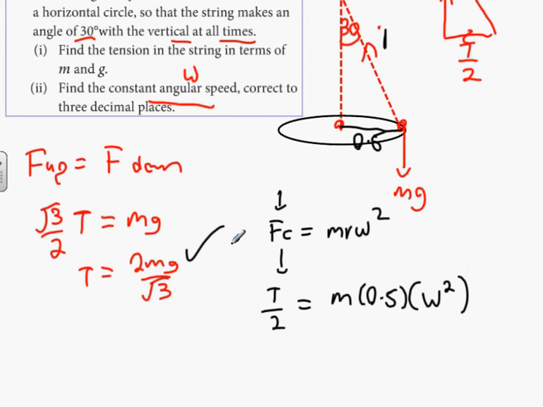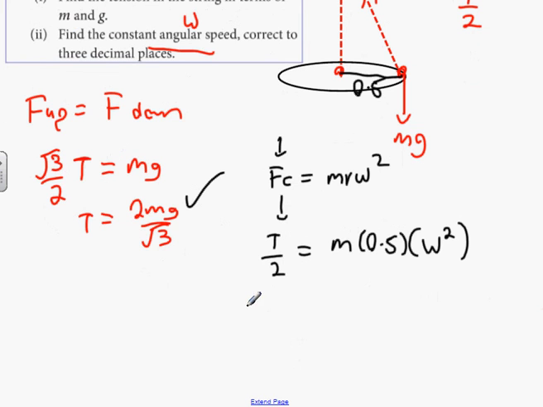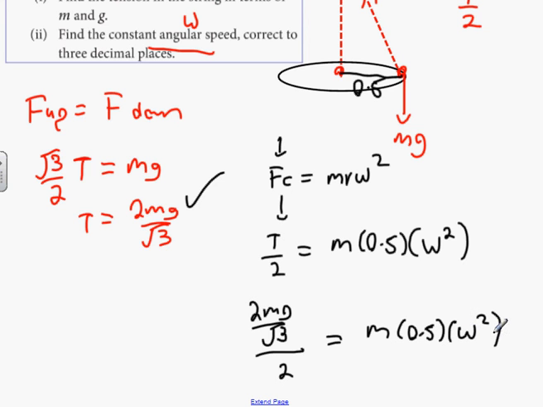So we answered the tension in terms of m and g, and then what we're going to do is replace T there. So it's going to be 2mg all over root 3, all over 2, equals m times 0.5 times omega squared. The m's will cancel. The 2's will cancel. I'm going to be left with g over root 3 equals 0.5 omega squared.